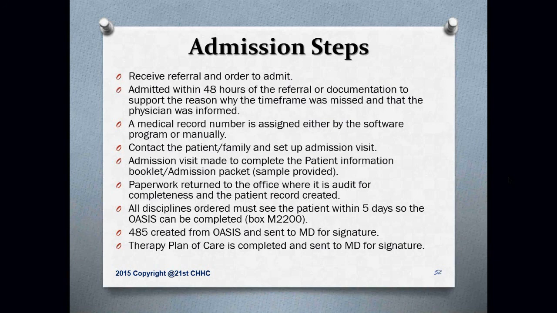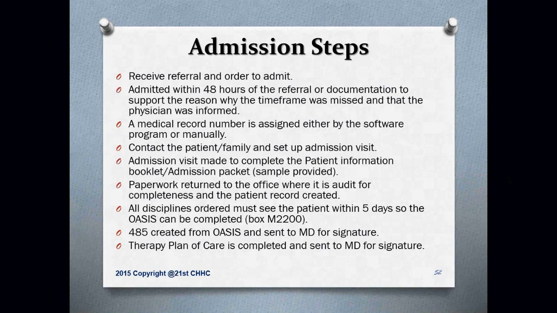All disciplines ordered must see the patient within 5 days so that the OASIS can be completed. And if you've got therapy that's seeing the patient, then that's going to be completion of that box M2200 on the OASIS. You want to be able to submit and know, or at least estimate how many visits for the 60 days that the patient's going to receive therapy.